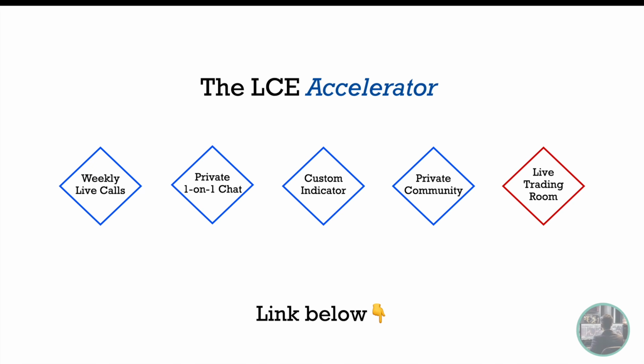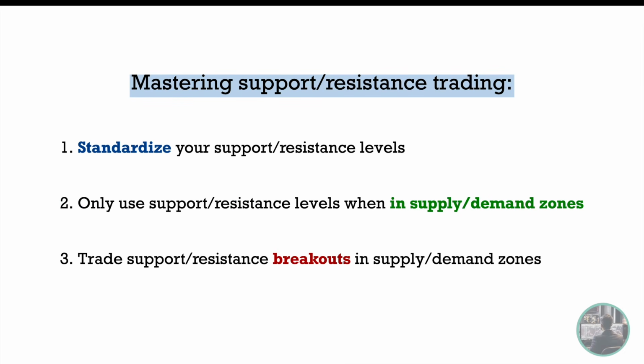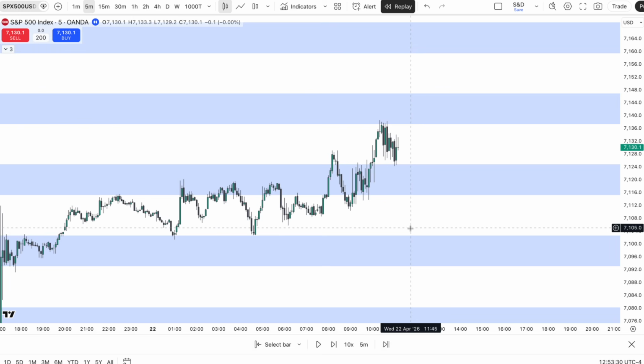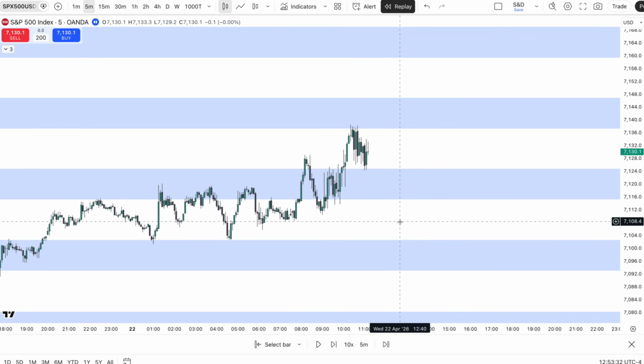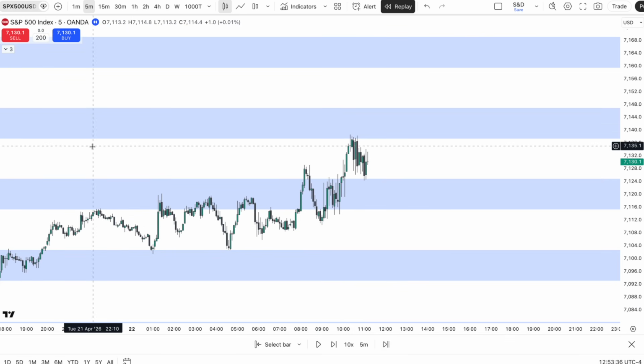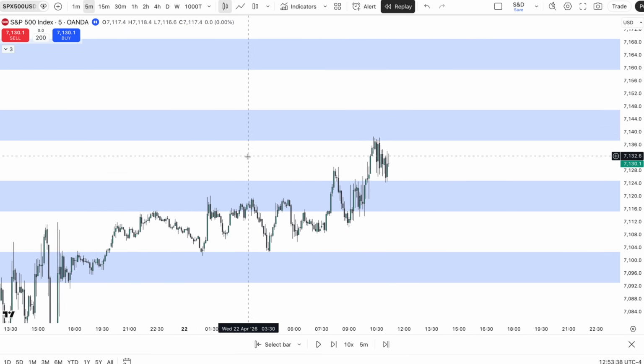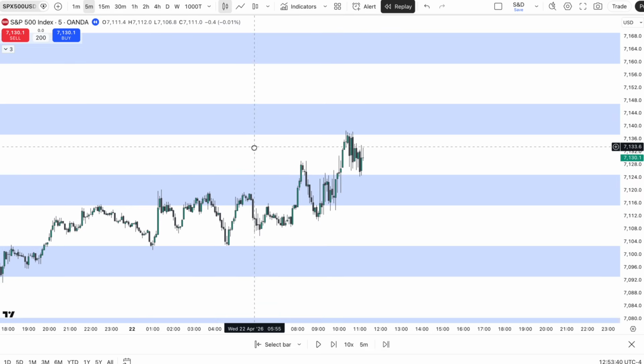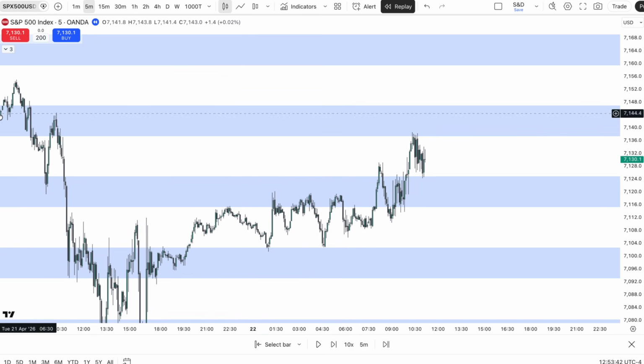So that brings us to step 3, which is to only trade support and resistance breakouts in supply and demand levels. So this is the actual setup that we trade. Once we've marked our supply and demand zones, it just comes down to trading the right setup. And the key here is to only trade breakouts, meaning when the price breaks above a high or breaks under a low. We don't want to be trading the failure to break a high or low. In other words, we don't want to trade reversals.